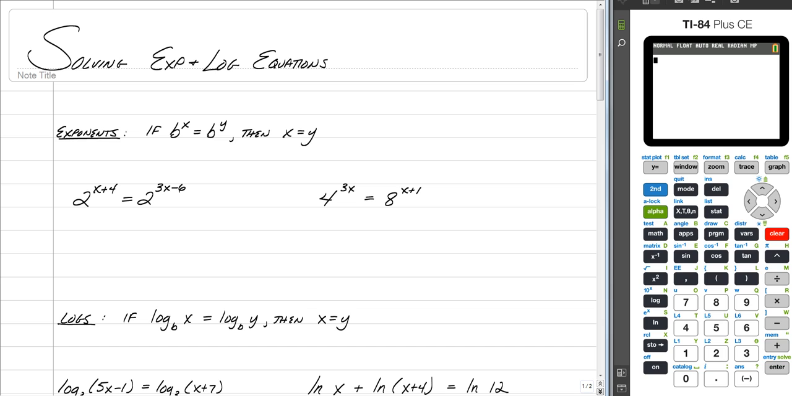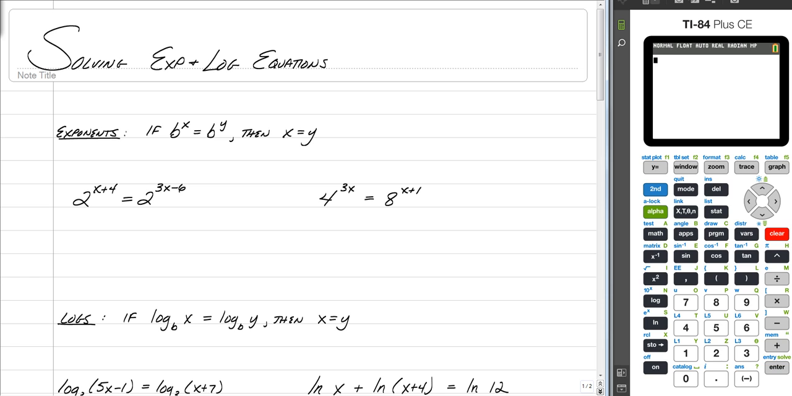So there's a lot of different styles of solving equations. And one of them is when you have your variable in the exponent and you have the same bases. So if you have the same base, the exponents are equal. So if we have b to the x and that's equal to b to the y, we could just set the exponents equal to each other because they have the same base. So for this first example, we're just going to set x plus 4 equal to 3x minus 6.